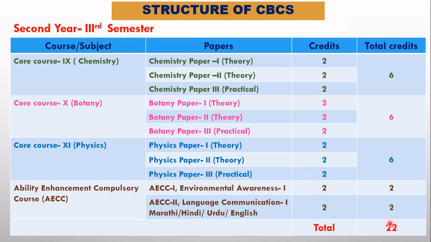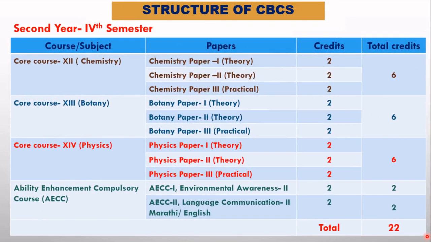So here also in the second year third semester there are 22 credits. In the second year fourth semester there will also be a similar pattern, but there will be some changes. Papers have been changed. Core course 12, 13 and 14, here you can see. All these courses contain 2 theory papers and 1 practical paper, each with 2 credits, and each core course has 6 credits.